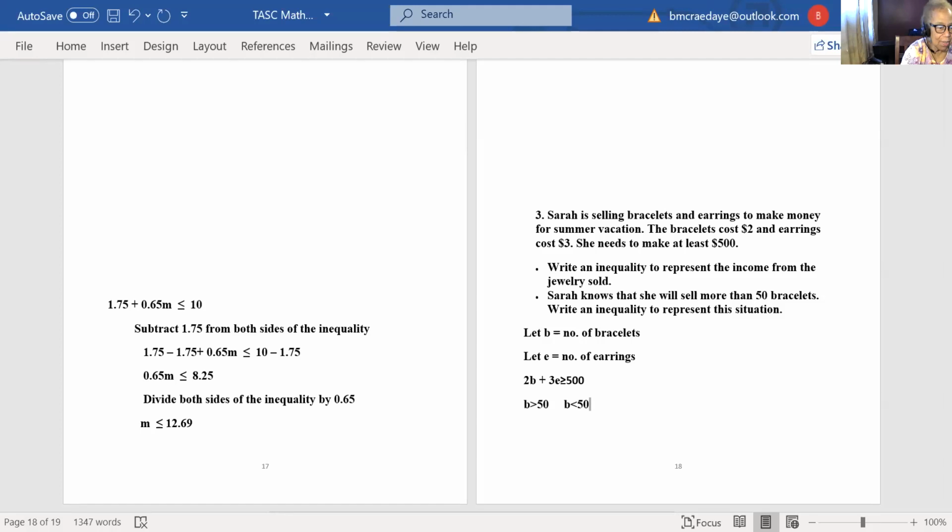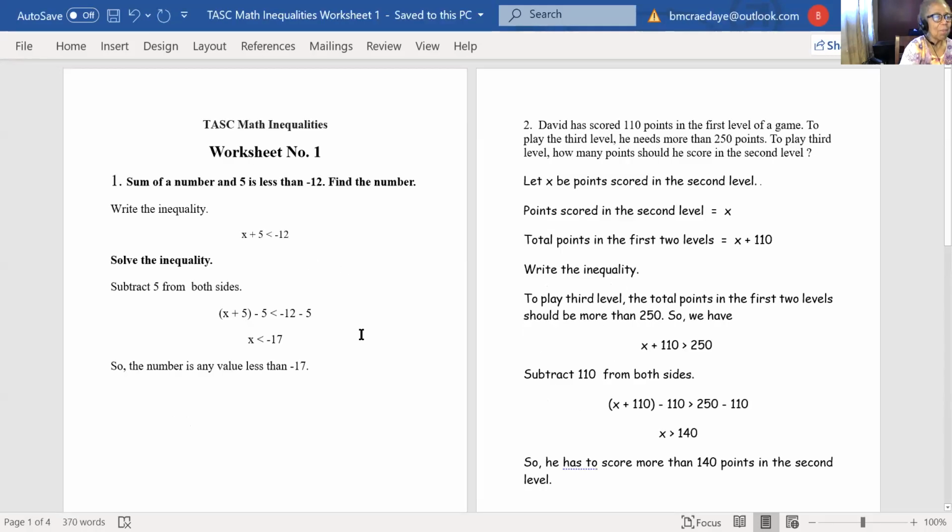So let's see. Let's go to, all right, here we go. Okay. Can you see this task, math inequalities worksheet number 1? Can you see that? No, Miss Barbara, I'm not seeing it. Okay, let me go to the new screen. Can you see it now? Yes. Okay.